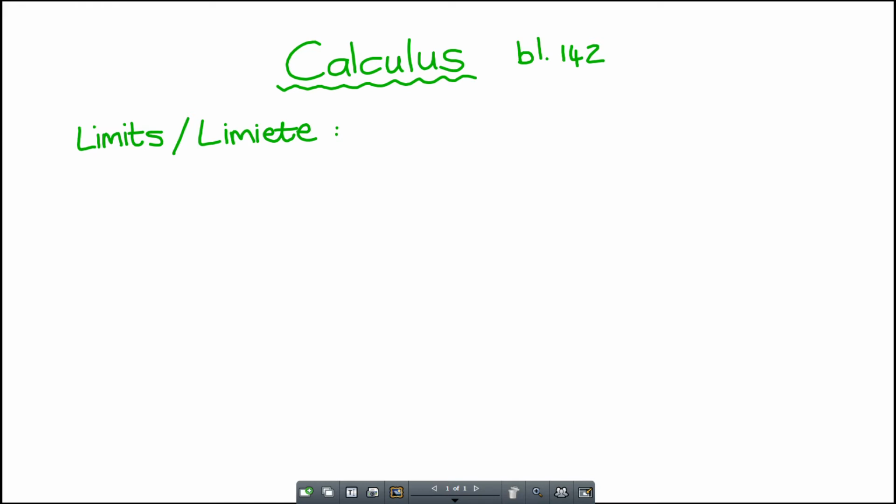Okay. So hier sê hulle, when a function is undefined for a specific value of x, is dit belangrik om te weet hoe die funksie reageer naby daai waarde van x. So it's important to know how the function reacts when it gets closer towards that point where it would be an undefined function. Nee, met ander woorde waar dit gedeel deur 0 is.